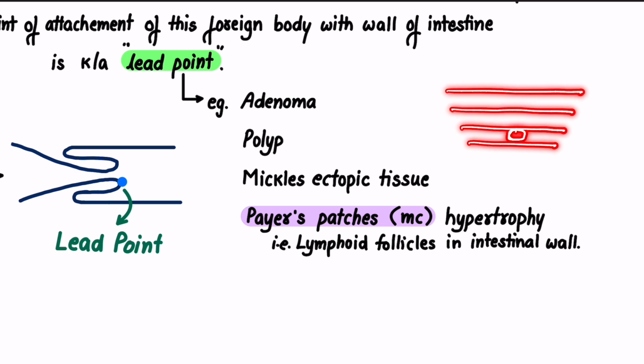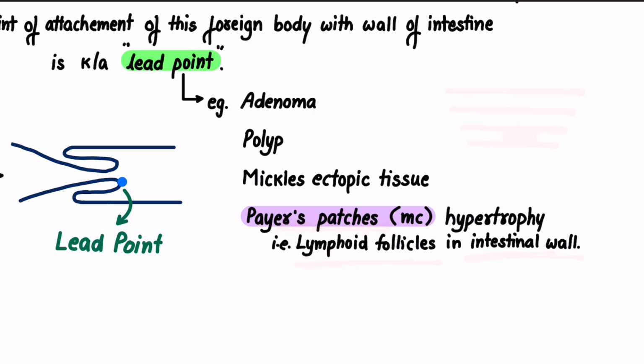So in between mucosa and submucosa, there is lymphoid tissue which resembles lymph nodes in their functioning, but they are not lymph nodes. Specifically, they are given a name known as Peyer's patches. So they are lymphoid follicles in the intestinal wall, in between submucosa and mucosa.